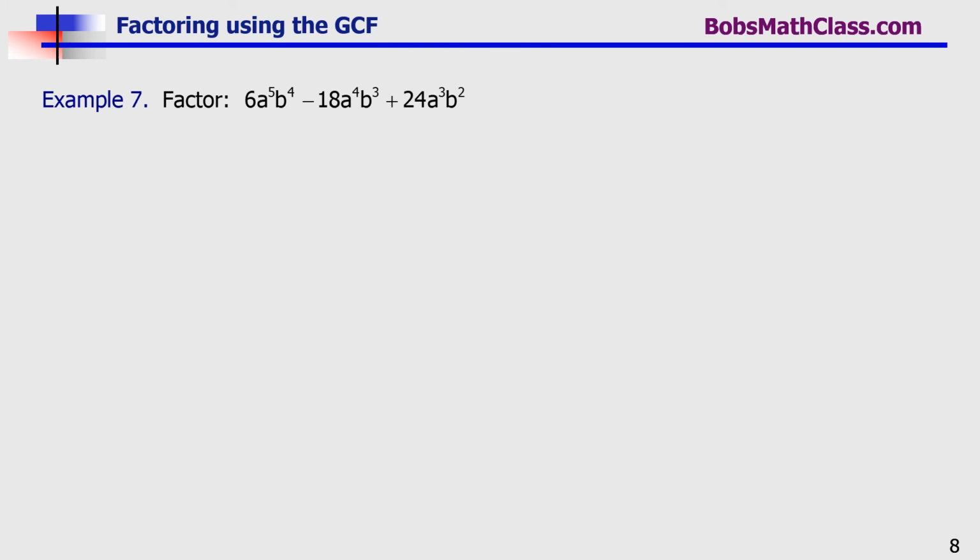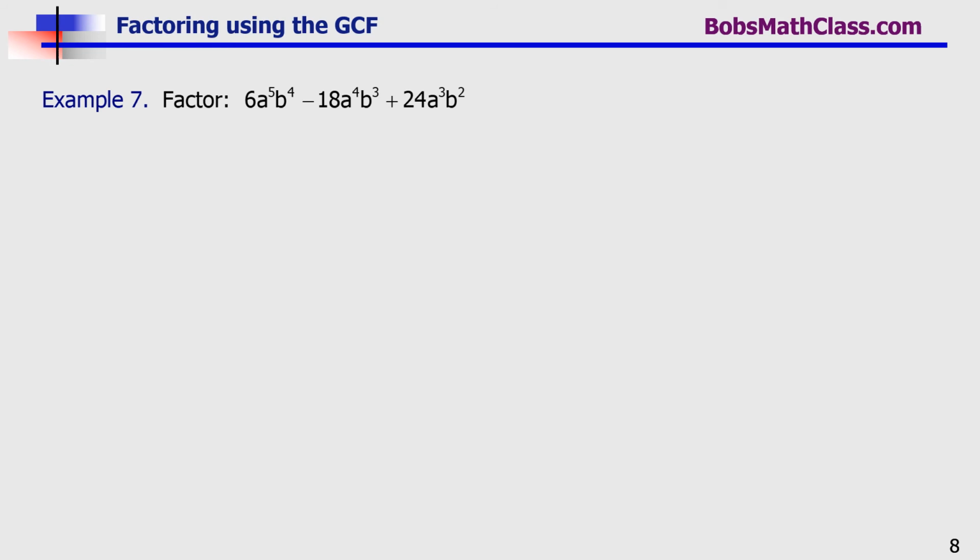All right, this example has two variables. It's actually already in descending order. The degree of the first term is 9. The degree of the second term is 7. The degree of the third term is 5. So that's fine. So now we just need to find our GCF.